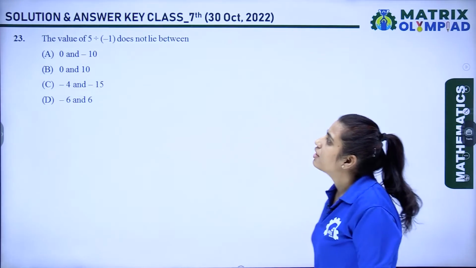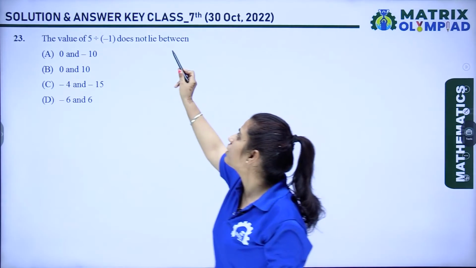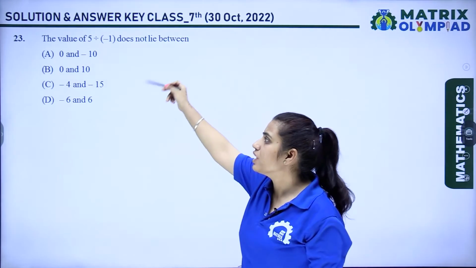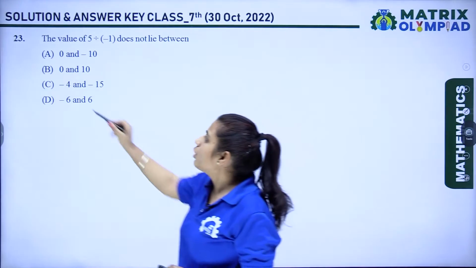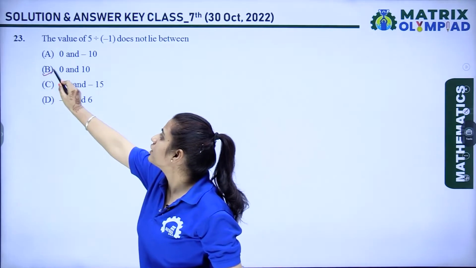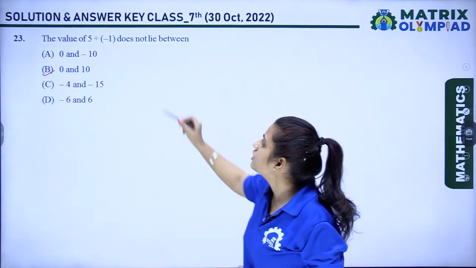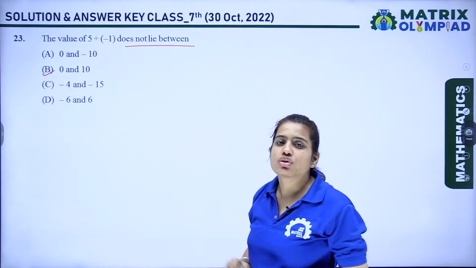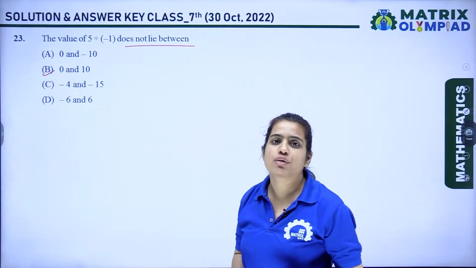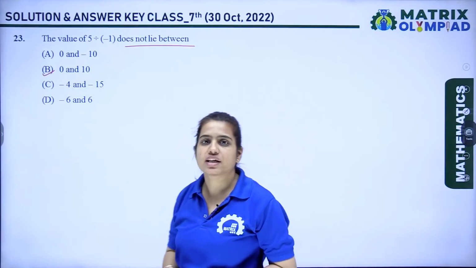Next is, the value of 5 divided by -1 does not lie between. As you can easily see from the options, only option B is the positive one. So option B is the correct answer, as in the question it is asked, does not lie between. The negative term will not lie between the positive terms. So option B is the correct answer.